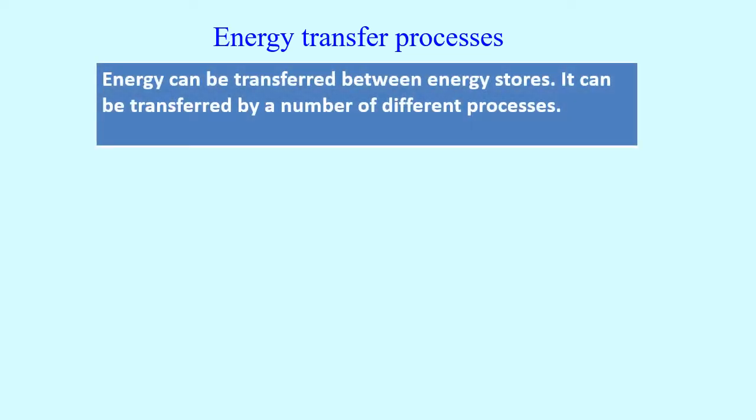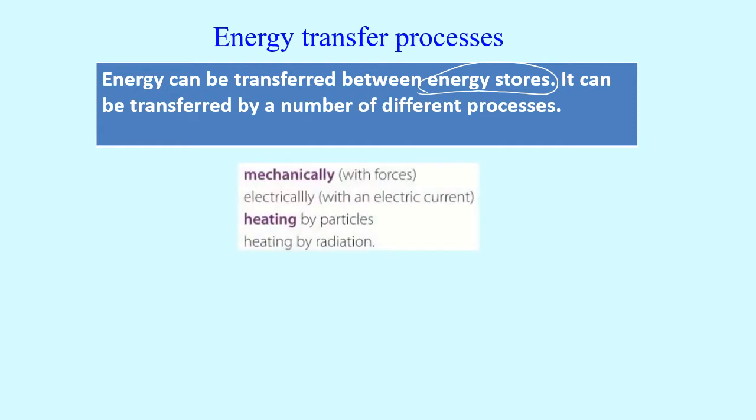We already very clearly know that energy can be transferred. So far we said from one form to another. Now we are rephrasing it as energy can be transferred between different energy stores. In which ways can it be transferred? We are interested in the three main ways in which it can be transferred.